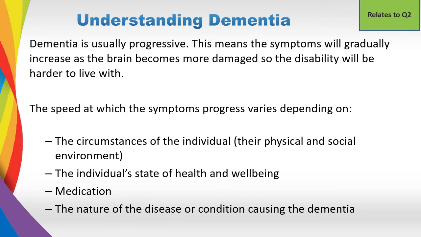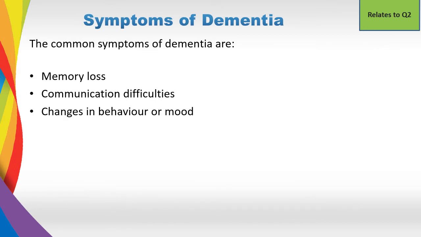Some common symptoms of dementia. Memory loss is probably the one that you are most familiar with. That is just one of them. Communication difficulties, and also changes in behaviour or mood.